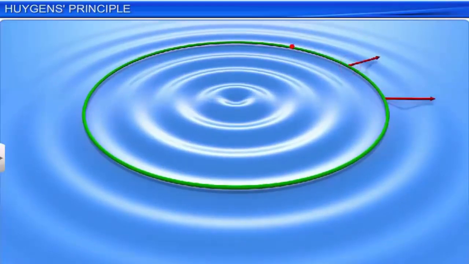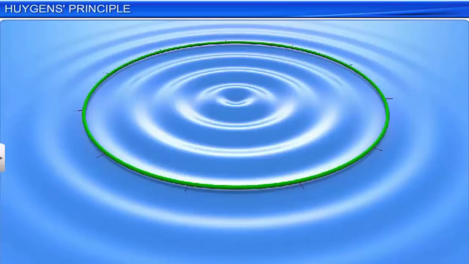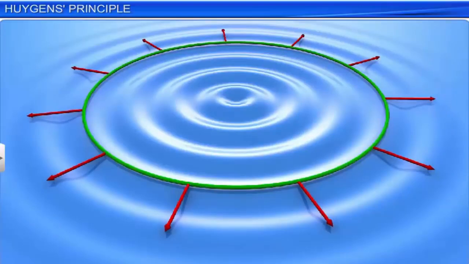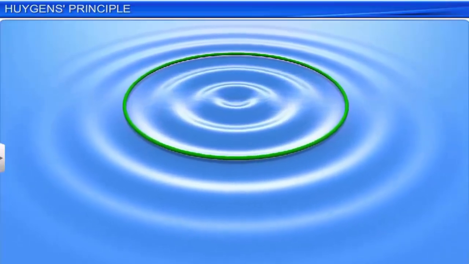An outward normal drawn at any point on the wave front represents the direction of the wave at that point. In terms of energy, we say that the energy of the wave propagates in a direction perpendicular to the wave front. The speed at which a wave front travels is the speed of the wave.